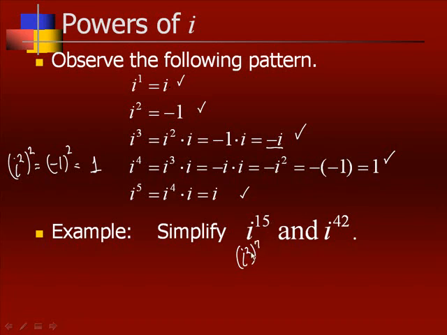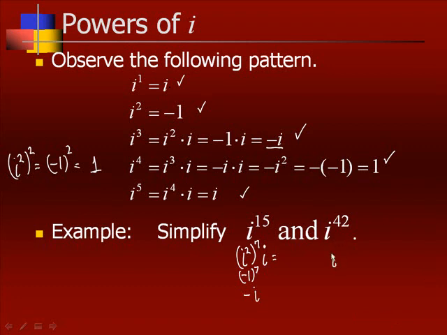Well, i to the 15th is i squared to the 7th, because remember the power rule says if you're raising a power to a power, you multiply the powers. That gives us i to the 14th. We need another one, so we're going to do times i. Well, i squared is negative 1, and negative 1 to an odd power would be a negative, times the i. So i to the 15th is going to be negative i.